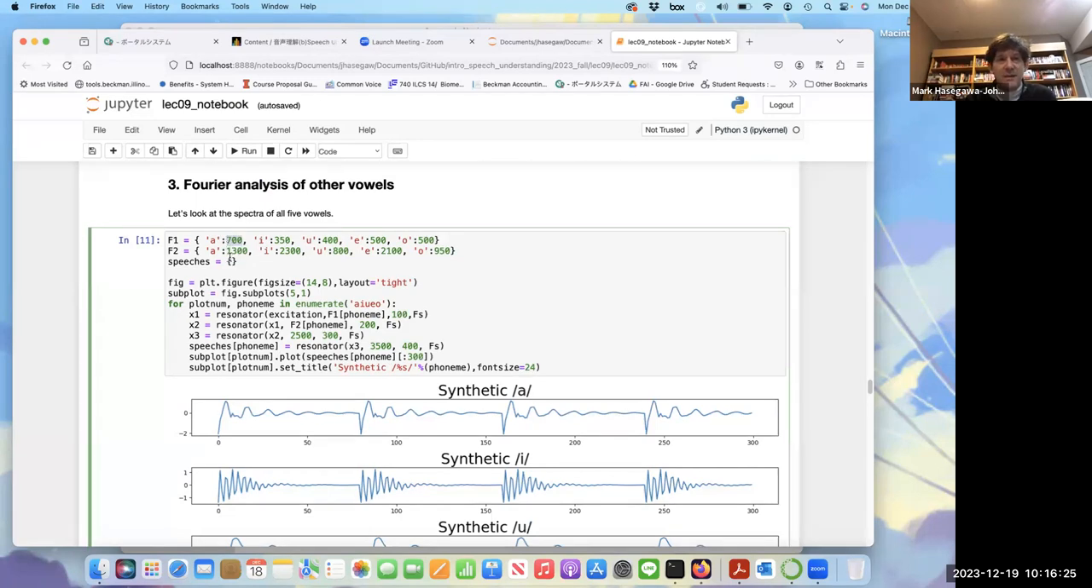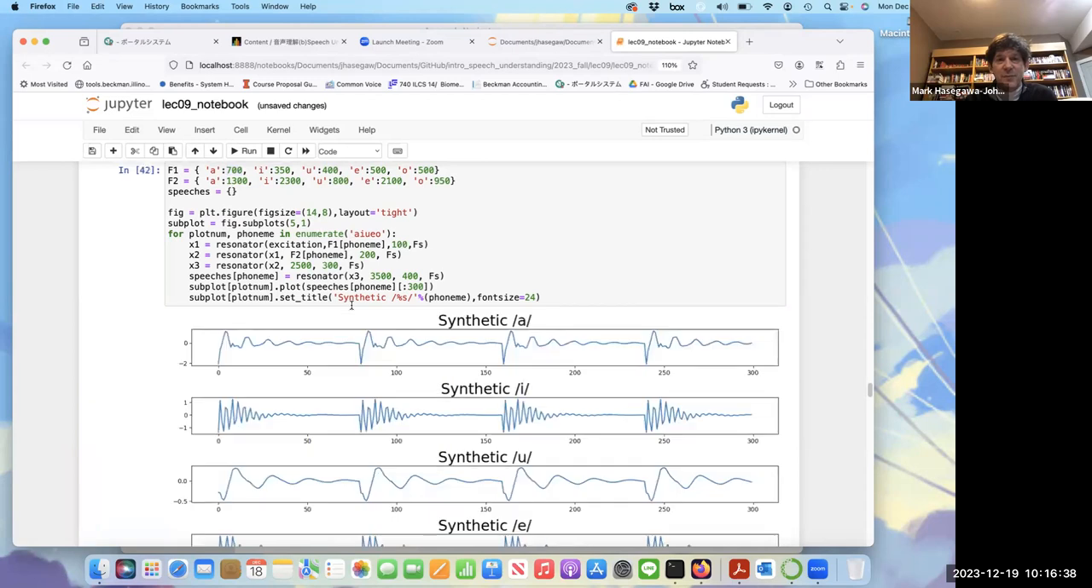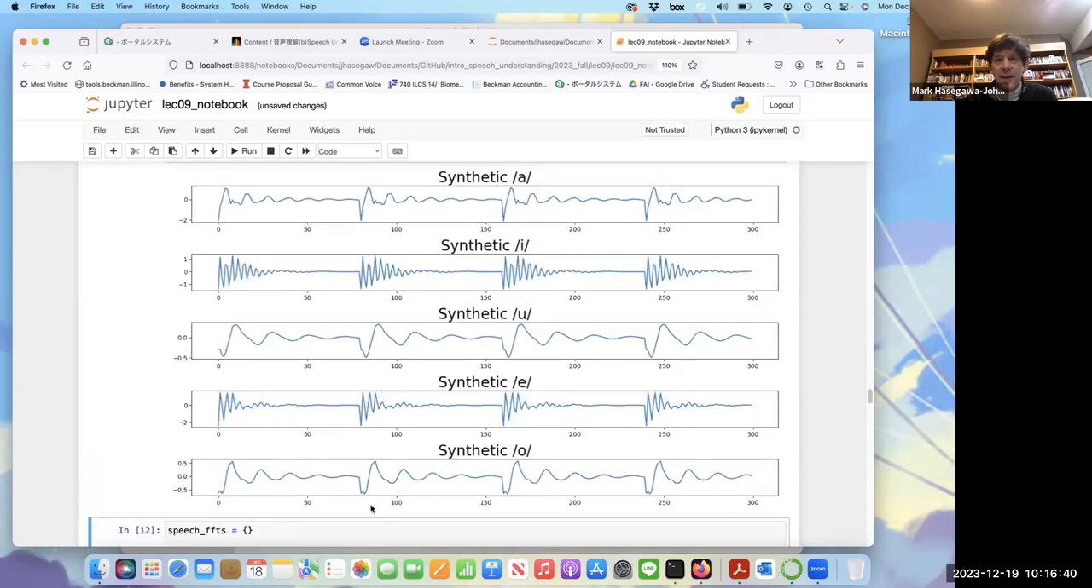So the ah will have peaks at 700 and 1300. The e will have peaks at 350 and 2300. The u will have peaks at 400 and 800 and so on. So let's synthesize those five vowels. There's an a, e, u, a, o.